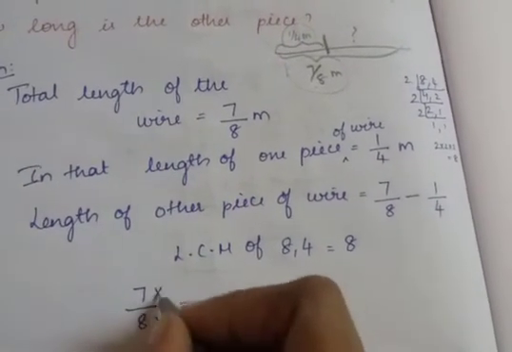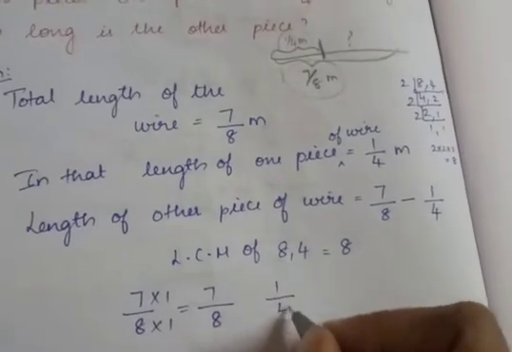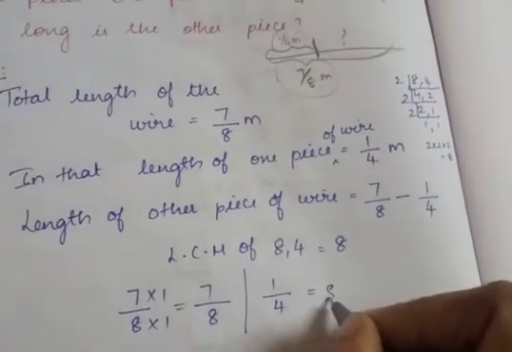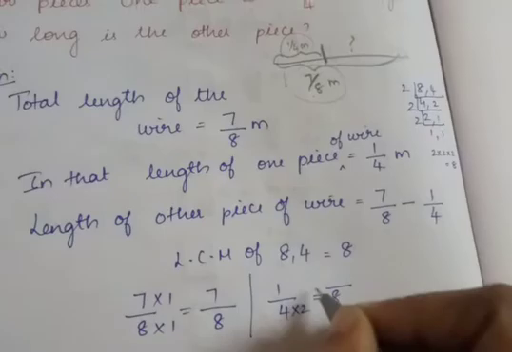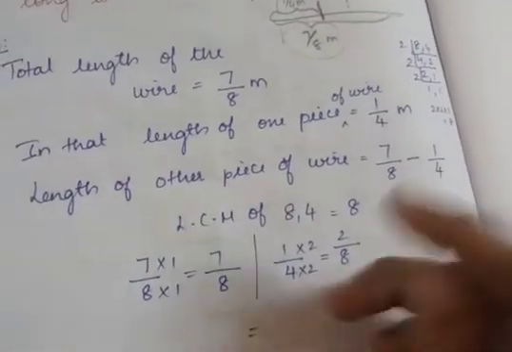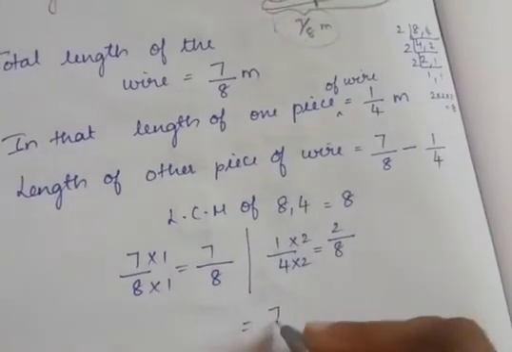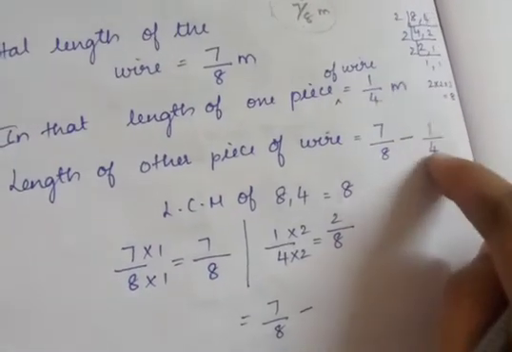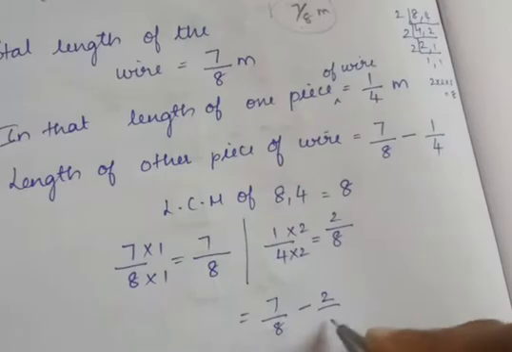I want to convert this 7 by 8 as denominator 8. So 8 1s are 8, 7 1s are 7. 1 by 4 as denominator 8. So 4 2s are 8, 1 2s are 2. Okay, now I am going to write instead of 7 by 8 is 7 by 8 minus 1 by 4 is 2 by 8.